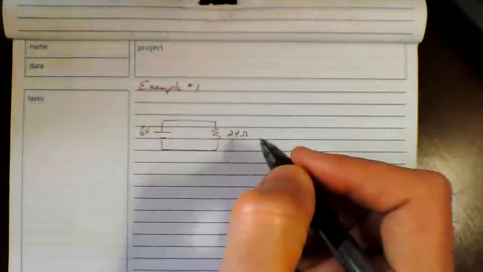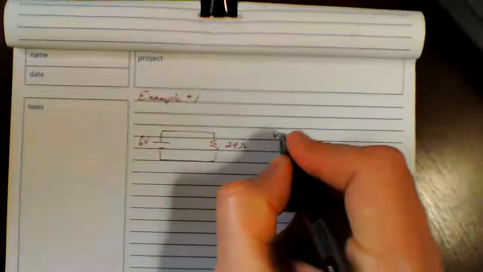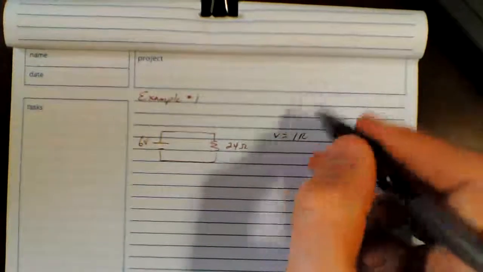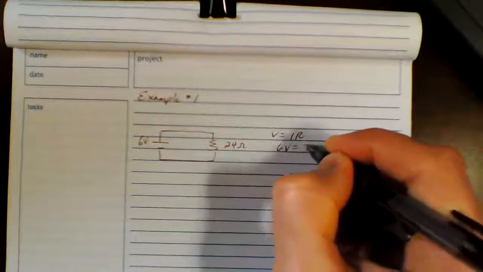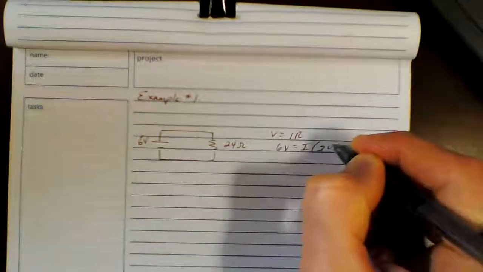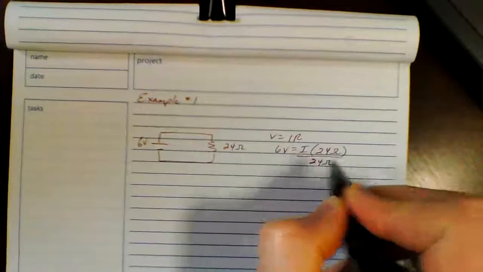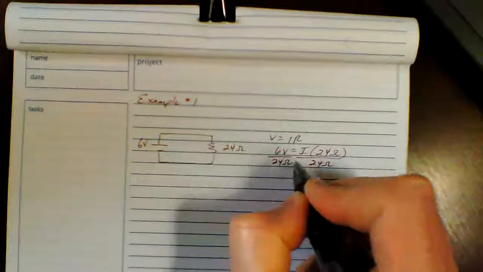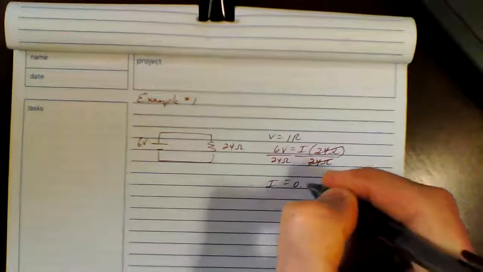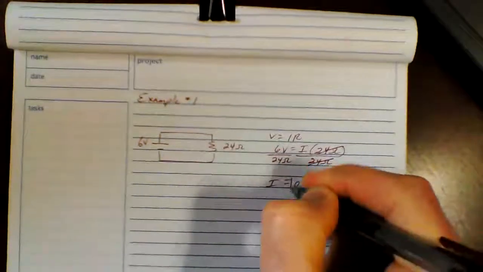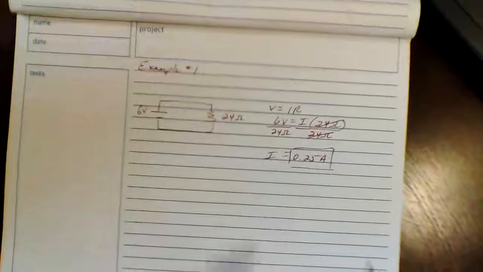So part A says find the current through the resistor, right? So if we want to find the current, we're going to say V equals IR. Voltage is 6 volts, so 6 volts equals current times 24 ohms. If we want to find the current, divide both sides by 24 ohms. Cancels out there, and we get I equals 0.25 amps, right? So that's part A.